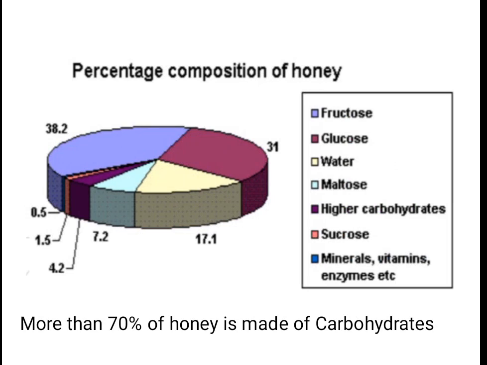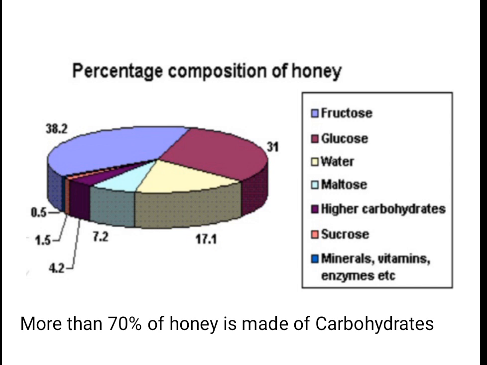So this is the percentage composition of honey. Honey mainly contains more than 70% of carbohydrate. It contains 38.2% fructose, 31% glucose. This portion is of fructose, 38.2. This one is of glucose, 31%. And this portion corresponds to water, which is 17.1%. And some other carbohydrates, maltose, and some other higher carbohydrates are also present in honey.